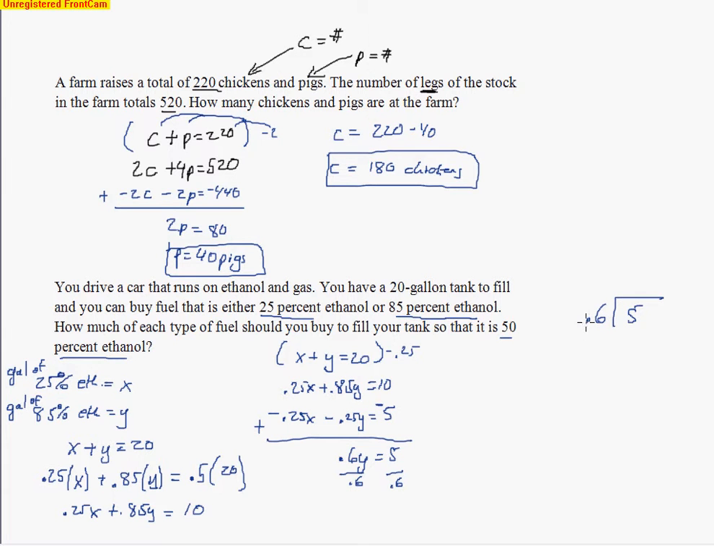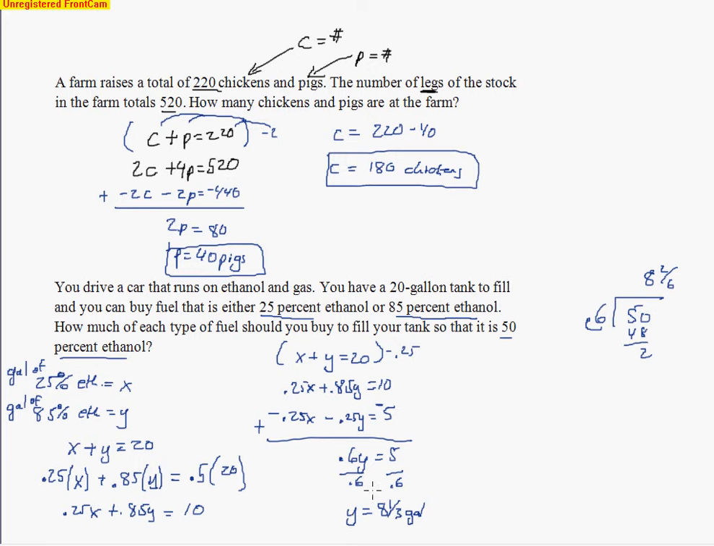So when I do that division, I'm dividing 0.6 into 5. So I move that decimal point over, add the 0, and when I go ahead and do that, 6 goes into 50 almost 9 times, 8 times. So that makes 48. We've got 2 left over, so it's 2/6. So it's going to be 8 1/3. So y equals 8 1/3 gallons.